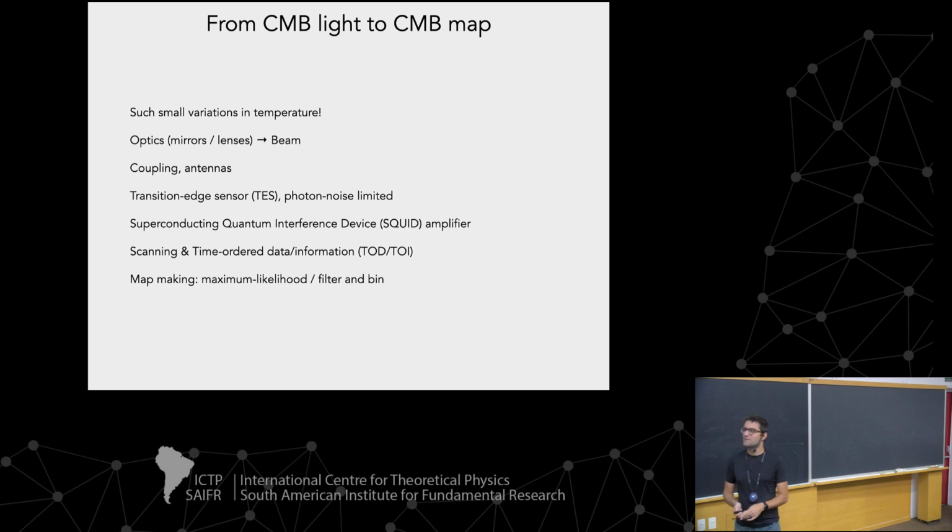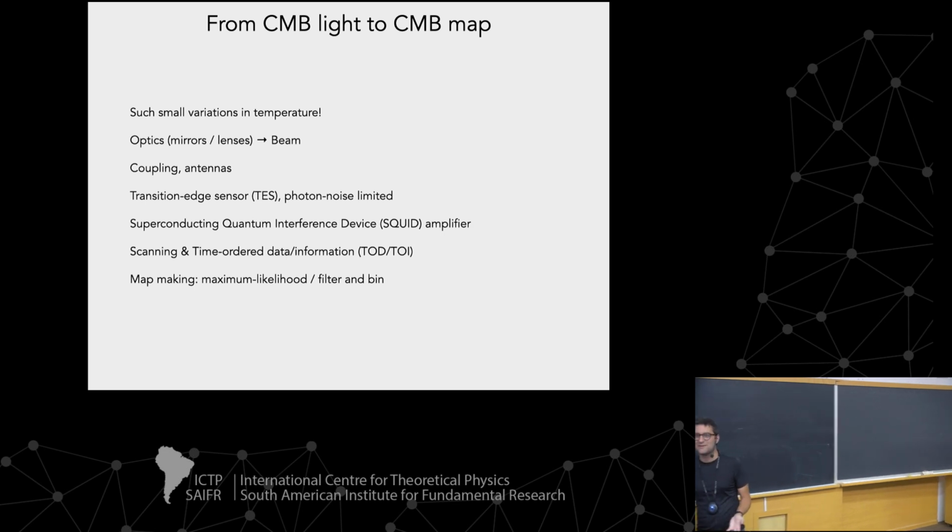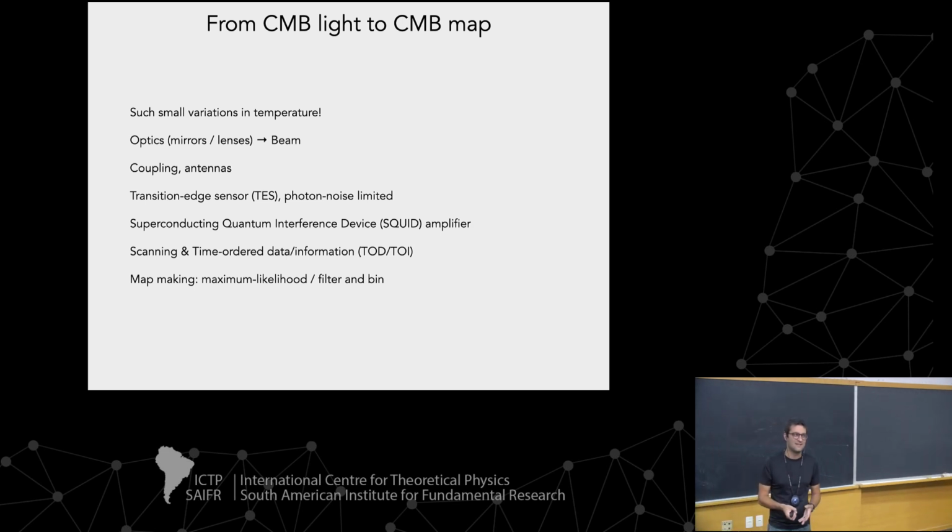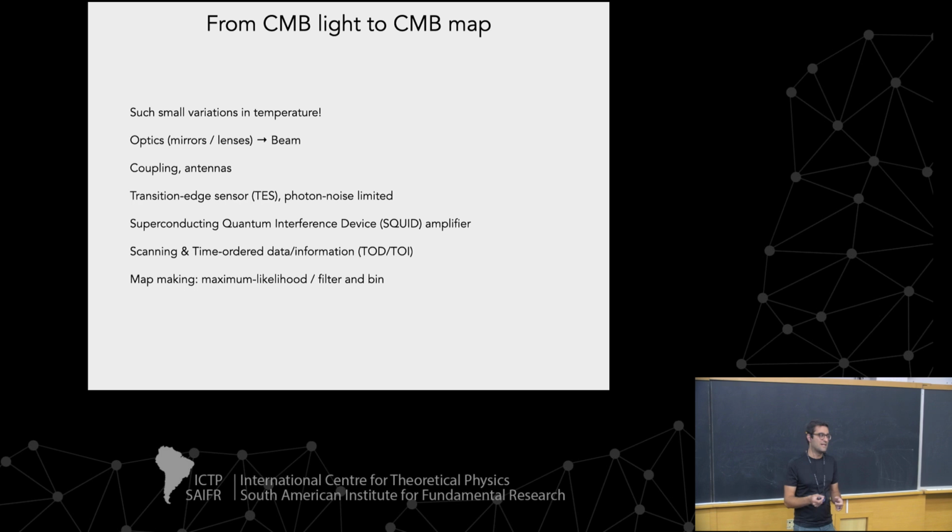Okay, so you've used your optics, you've put a mirror, or you've put lenses, and your CMB photons are being focused onto your focal plane. How do you count those photons? How do you measure the intensity of light? The next step at these frequencies is to try to couple this light to an antenna.